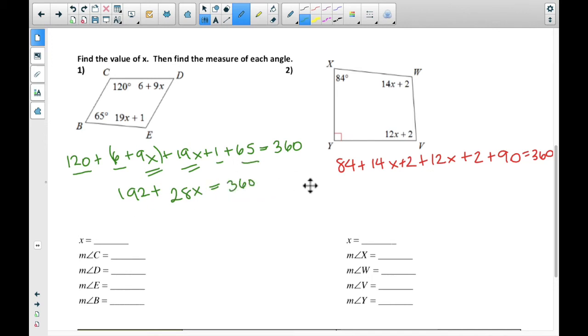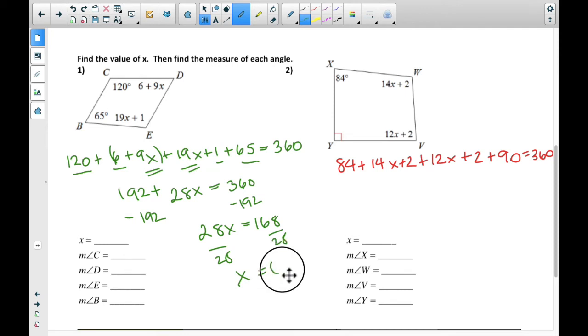And now I just solve my equation. I'm going to subtract 192 from both sides. When I subtract that on my calculator, I get 168. Now I divide by 28, and I get x equals 6. Okay, and then this is one of those where they asked us to go back and plug it in, because we just solved that x equals 6, so I have that.